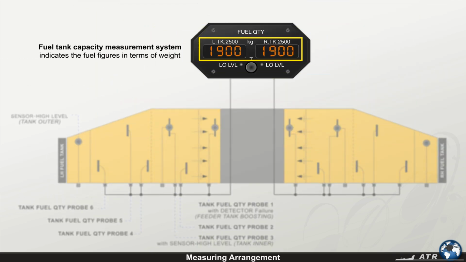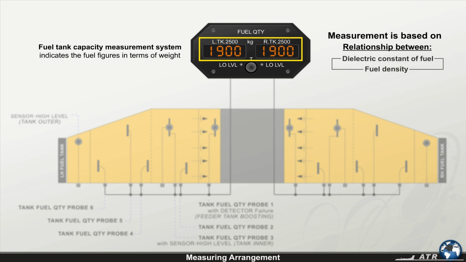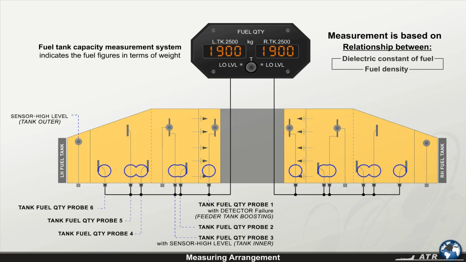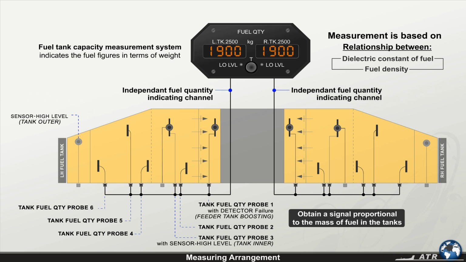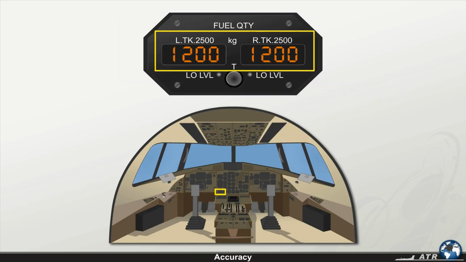The fuel tank capacity measurement system indicates the fuel figures in terms of weight. The measurement is based on the relationship between the dielectric constant of fuel and the fuel density. 6 probes are installed in each tank to obtain a signal proportional to the mass of fuel in the tanks. Each tank is equipped with an independent fuel quantity indicating channel. The fuel quantity indicator contains a digital fuel quantity indication for each tank.